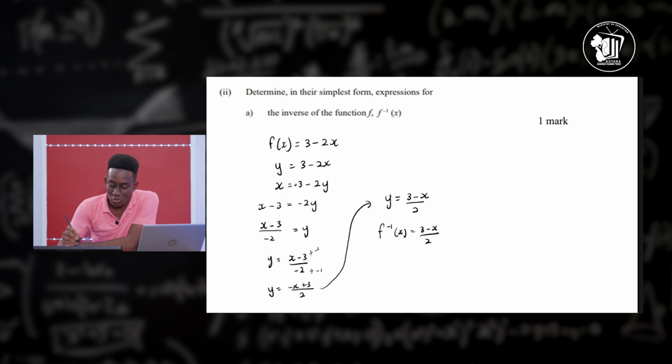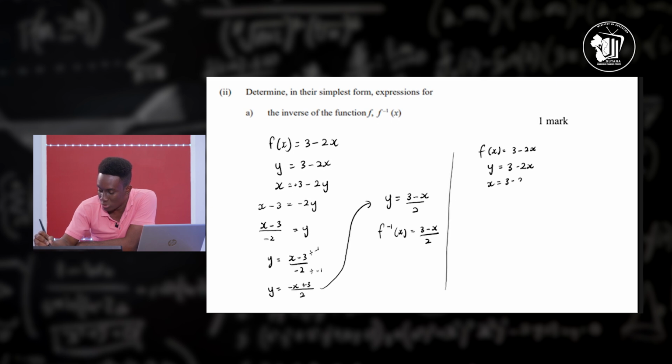So I did a lot of extra work because I did not want a negative in front here. But let me show you how I can make this a bit easier rather than going through all these additional steps. So let me do back the same question and answer it differently. So let's say I have the same function, f of x is equal to 3 minus 2x. So I want to find the inverse of this, so I replace f of x with y, so you'll have y is equal to 3 minus 2x. And then I exchange the x and the y, so I'll have x is equal to 3 minus 2y.